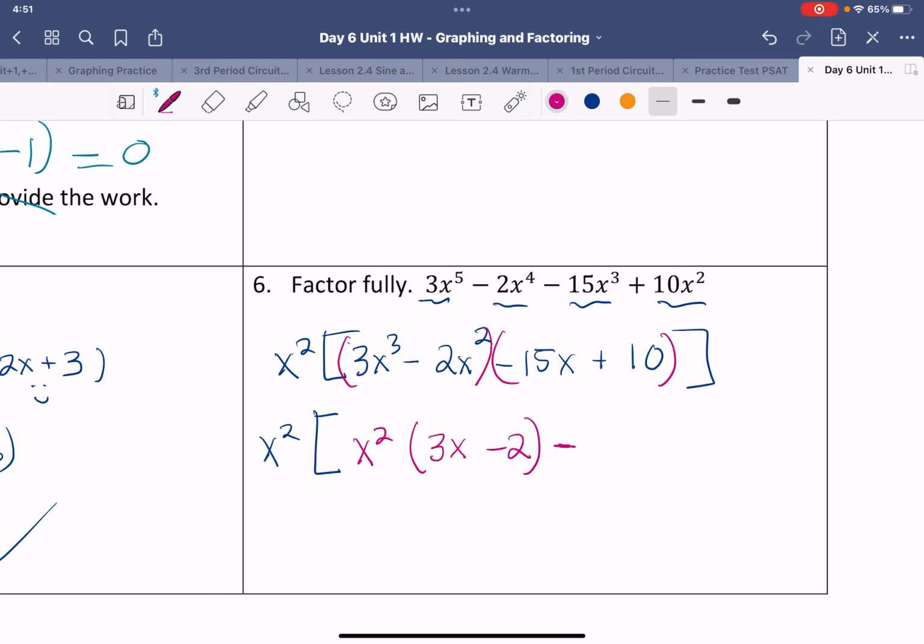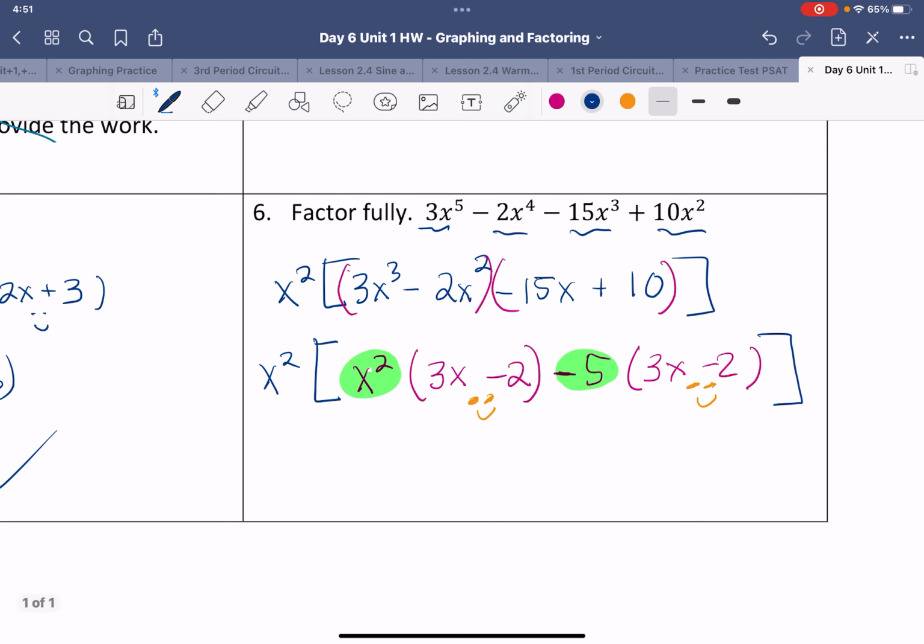Minus 15x and 10, they both have 5 in common. So I'm going to get a 3x minus 2 again. Use my blue, close this bracket down. Highlight these two because these two will become together. Smiley face is under here because I know these two ended up being the same. I still have the x squared on the outside. I put my greens together. And then I copy one of my smiley faces.